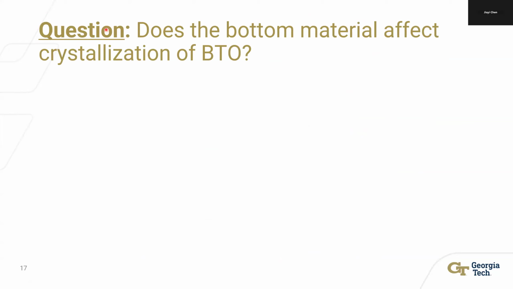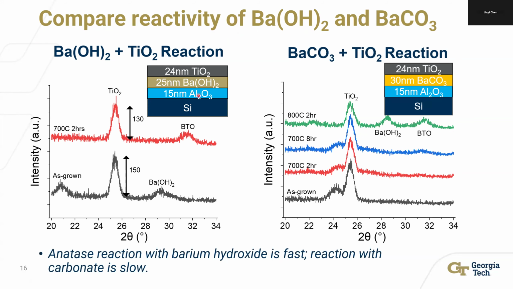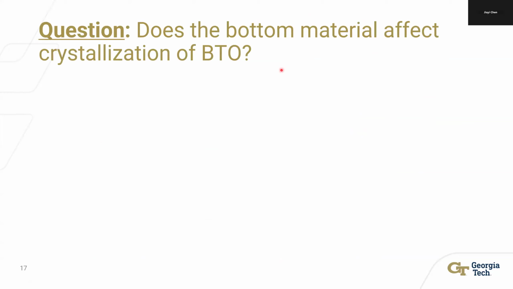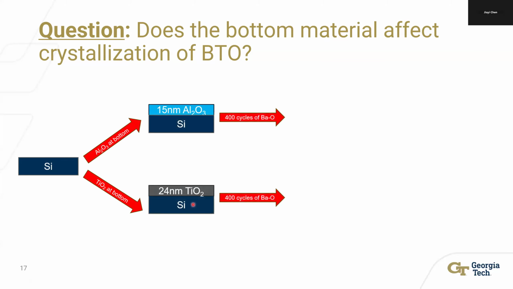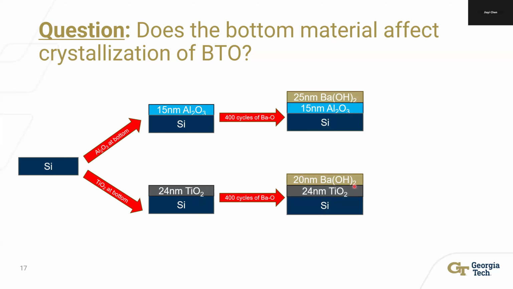Another question is that we already know there has to be a separation layer between the barium and silicon. Previously we used aluminum oxide. So can we use another material as the barrier layer? Does this material matter? So we designed this experiment again. We take a silicon wafer and deposit either aluminum oxide or TiO2 at the bottom, and then we run the same number of cycles of barium on top.